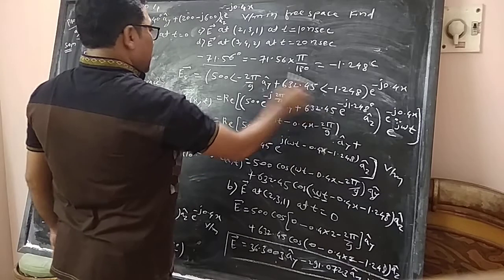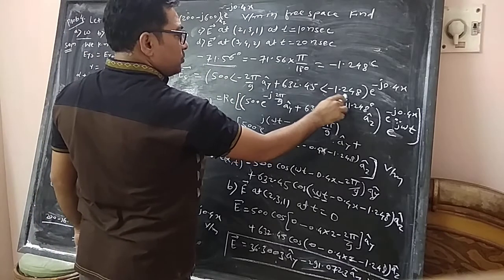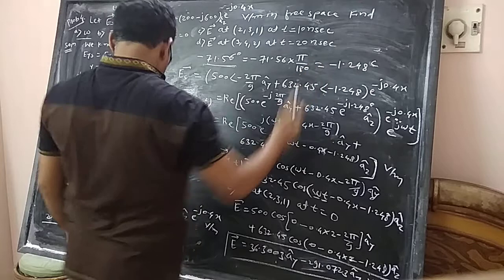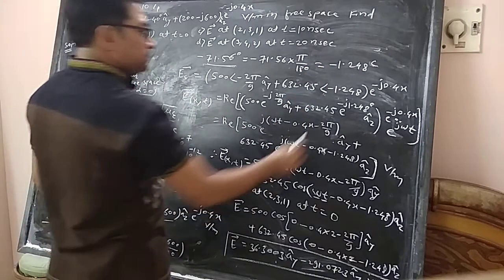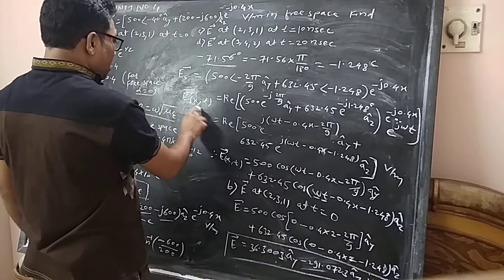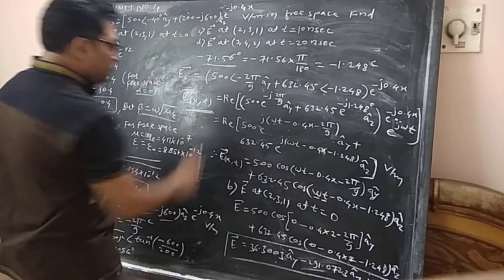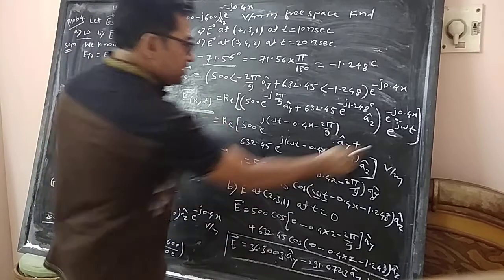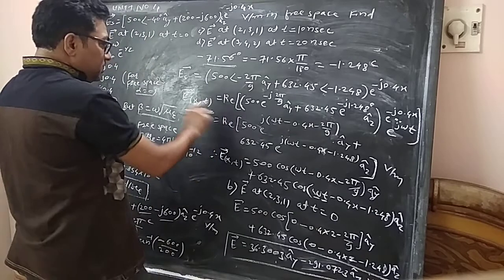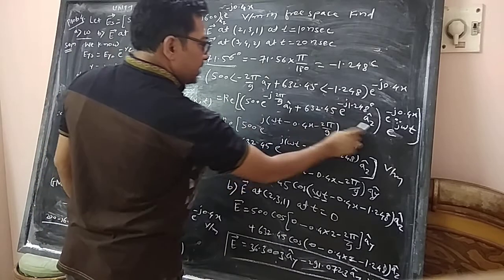The angle we have calculated is minus 71.56 degrees, which is written here as minus 1.248, with e raised to power j 0.4x for the remaining part. Now E vector of x comma t equals the real component of this; I am comparing this equation into real and imaginary parts. So this equation will be like this, right?